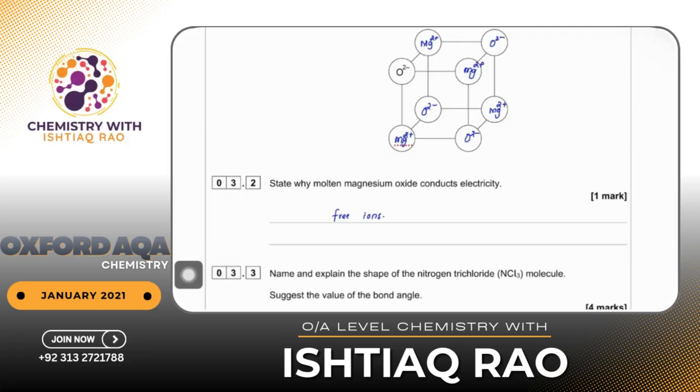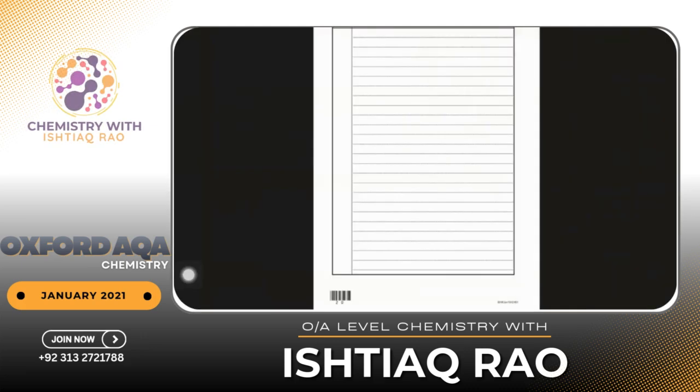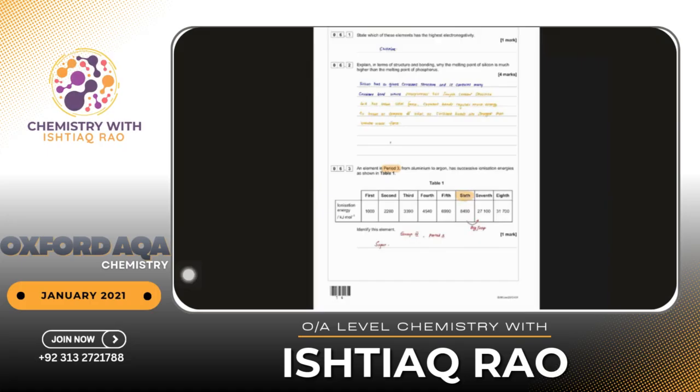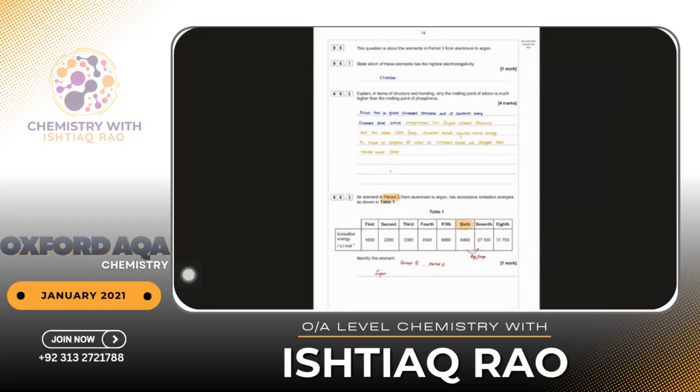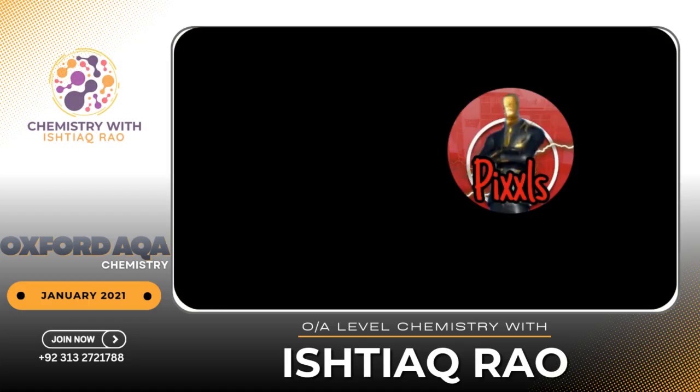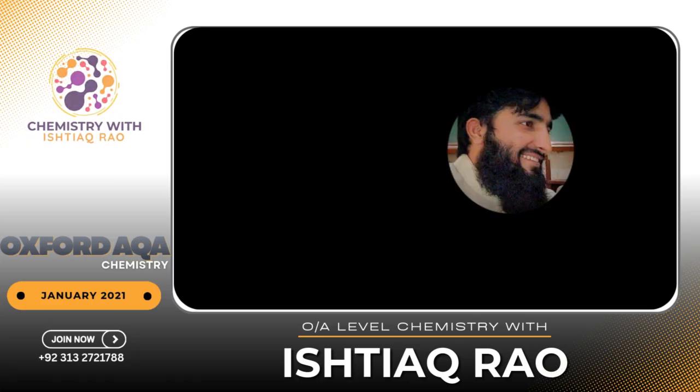Whenever the examiner would be asking about the conductivity of a metal, then you are supposed to write free electrons. But this is not a metal. It's an ionic compound. Remember, for an ionic compound, ions are present, so we have to say free ions. Free electrons are for a metal, for a metallic bond: copper, sodium, lithium, potassium, chromium, zinc, iron, cobalt, nickel.